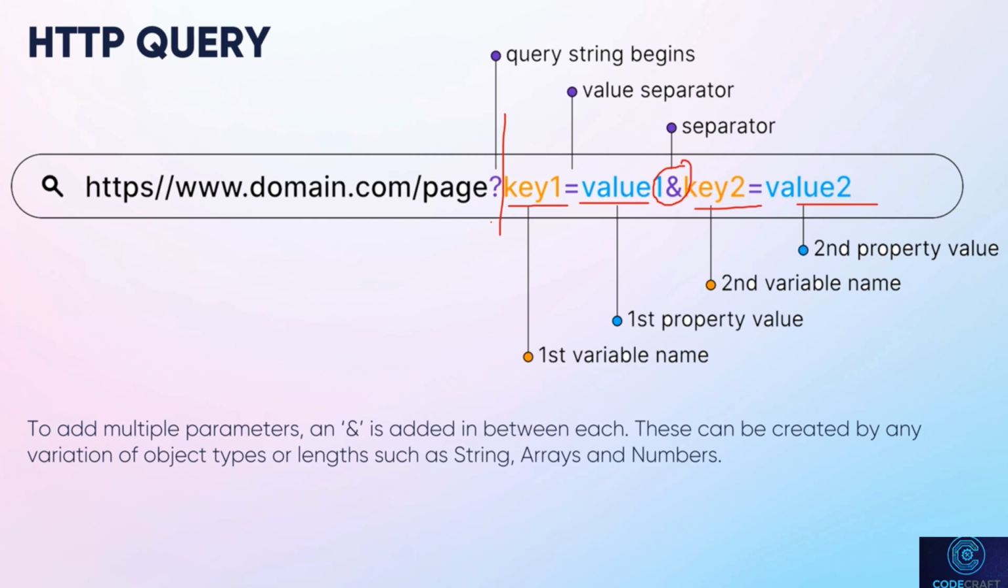Now let's jump to the tmdb.org API and let's understand the HTTP request, response, and the HTTP query parameters.